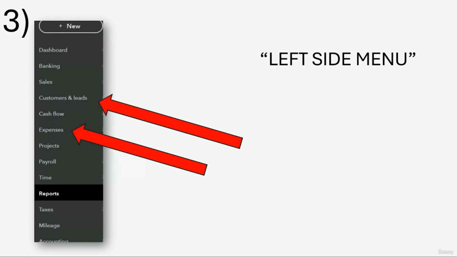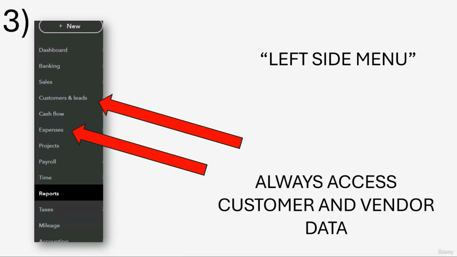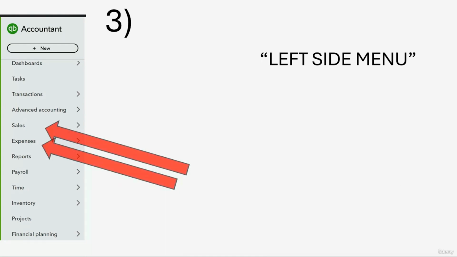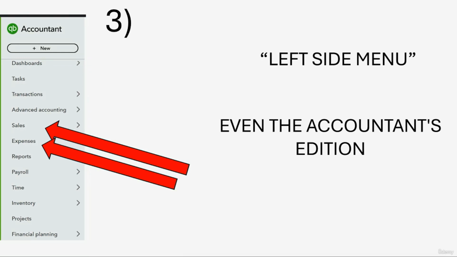You will also be able to access customer and vendor data, like the permanent information for your customers, their name, address, phone number, or any special notes that you'd like to keep for your long-term customers and vendors. Now, mind you, the left side menu might look slightly different if you chose to use the Accountant's Edition for this course. But no matter what, you will still be able to access reports and long-term customer and vendor data from the left side menu, even if you have the Accountant's Edition.